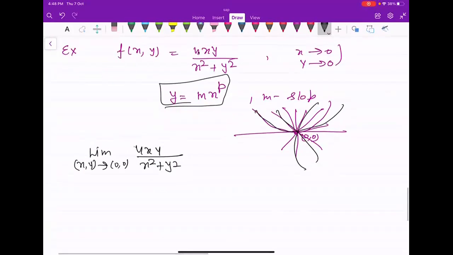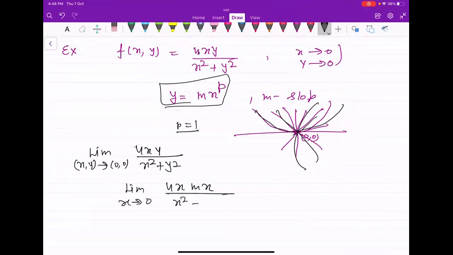Why are we putting mx^p? Because this line y equal to mx^p, with p equal to 1, suppose, is y equal to mx, and it is passing through the origin. So we can convert this into a one-dimensional problem, like limit x tending to 0, plugging this y as mx here. So what is happening here?